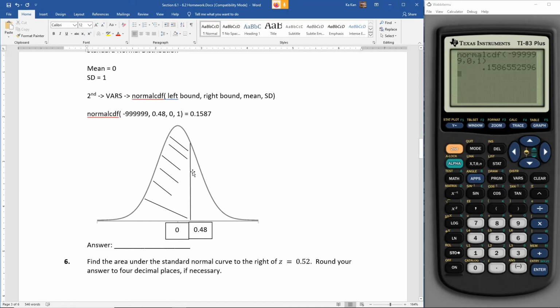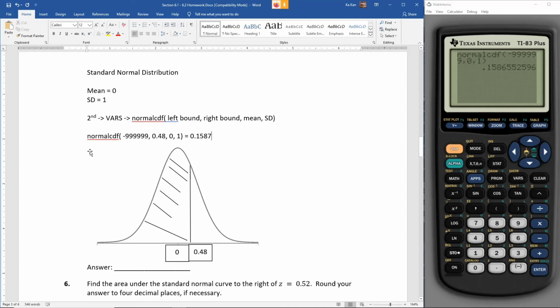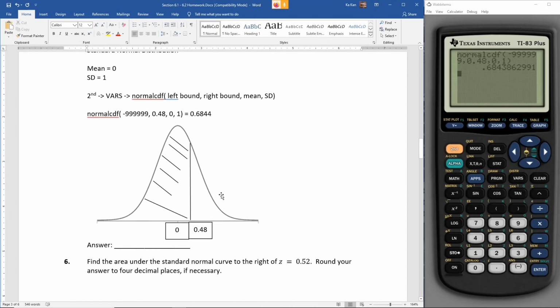That means, essentially, from... oh, actually, you know what? I'm tripping. I'm missing something here. Let me do this again. It's negative 999,999, comma, 0.48. I forgot about this one. Comma, 0, comma, 1. Now we're talking. So my bad. That'd be 0.6844.